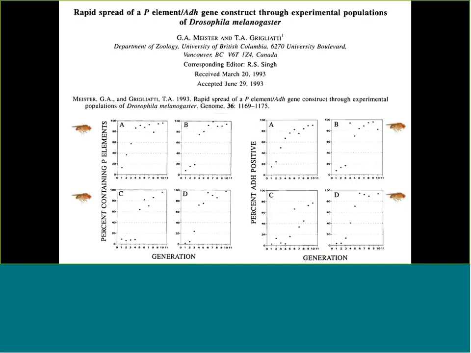So the concept came about for using transposable elements based on the identification that the P element had recently invaded worldwide populations of Drosophila melanogaster.